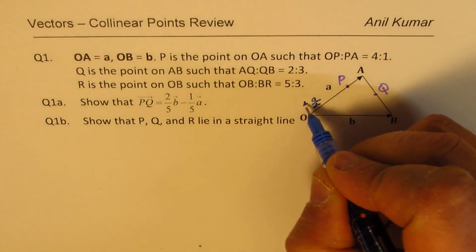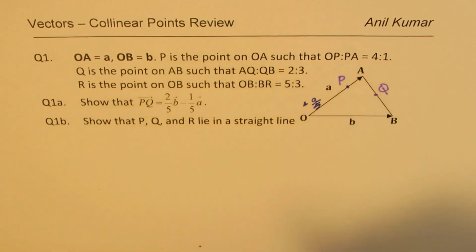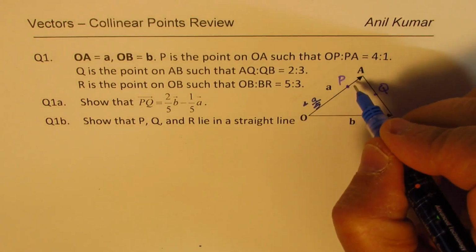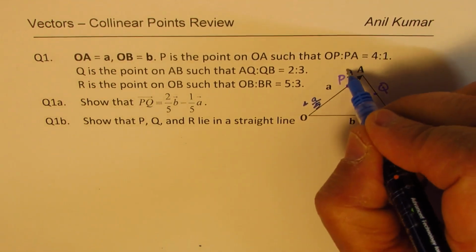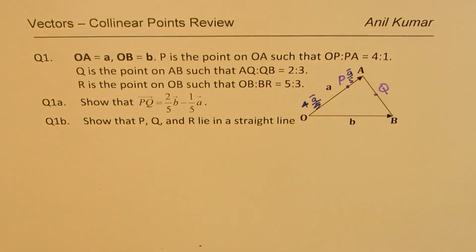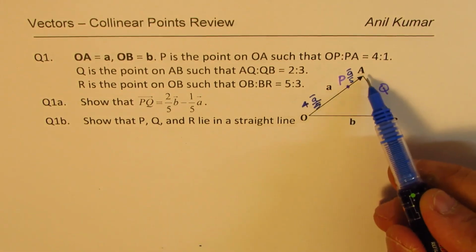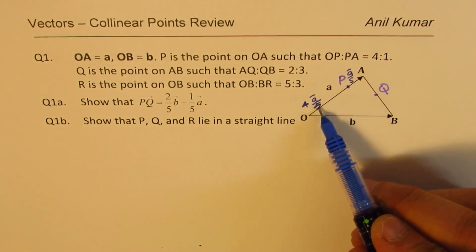4 times A. So we are dividing into 5 portions. So 4A over 5. And here we can write this as A over 5. Does that make sense to you? So this is 4A over 5. Dividing A into 5 equal parts, 4 is to 1. This is 4A over 5.